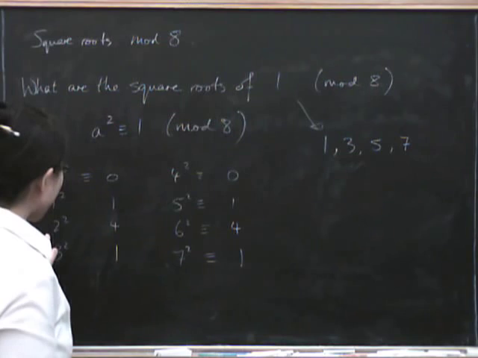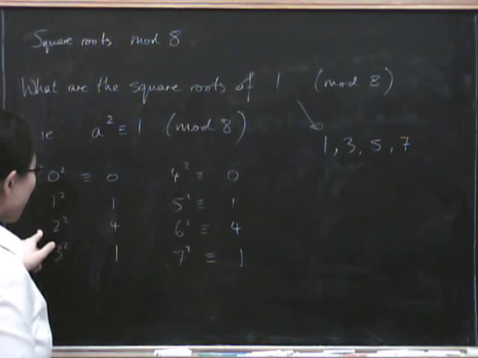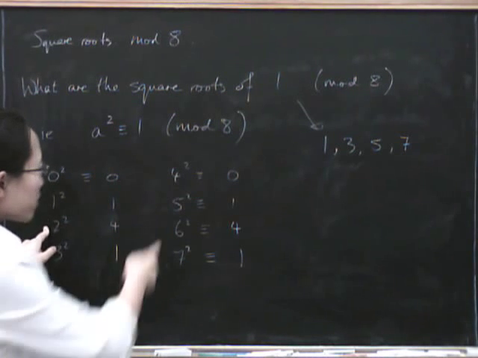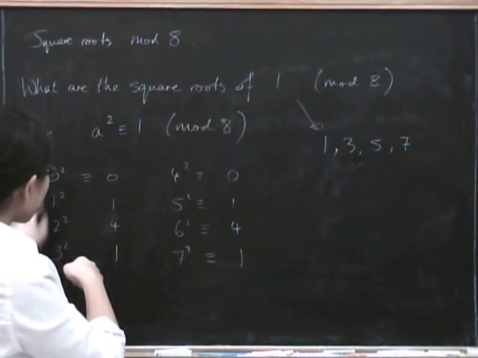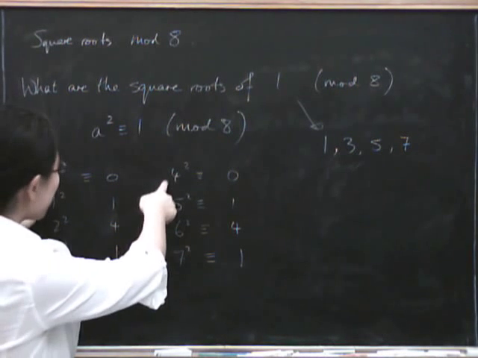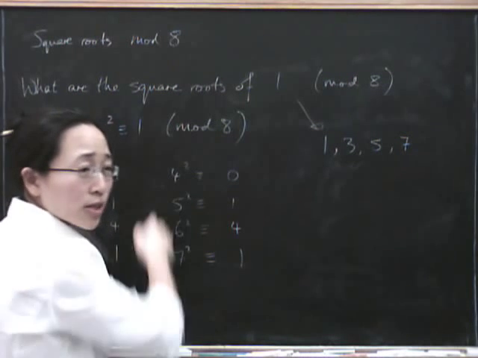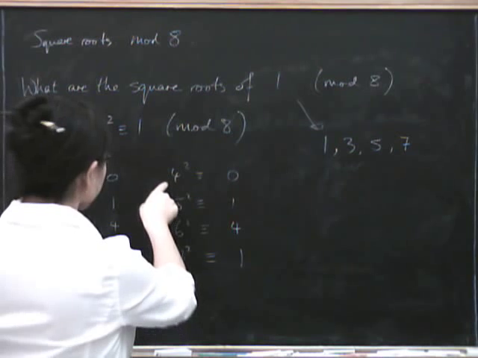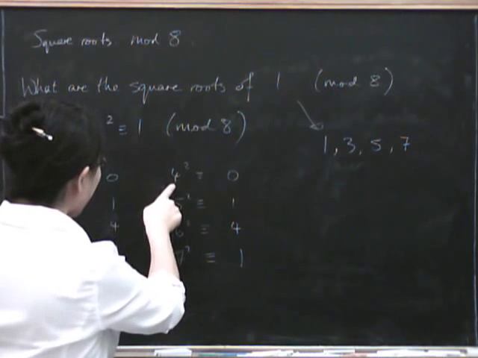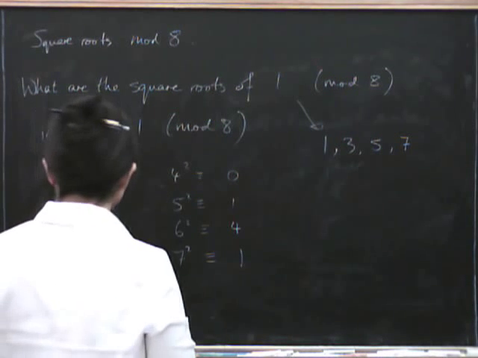Who else has a square root? The square roots of 4 are what you'd expect them to be, right? They're 2 and 6, which is minus 2. And then we've also got 2 different square roots of 0. So we're used to 0 having a kind of repeated square root, but this time we've got 0 and 4. So that's a bit strange.